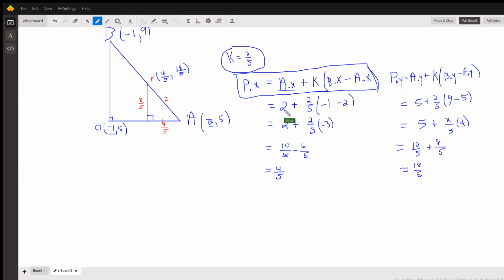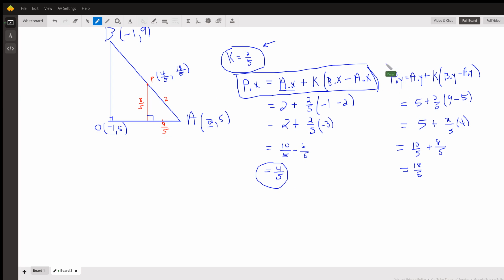So the starting point x coordinate is 2, add on 2/5, that's the ratio, of the directed distance from A towards B in a horizontal direction, -1 minus 2. So the x coordinate of point P is 4/5.